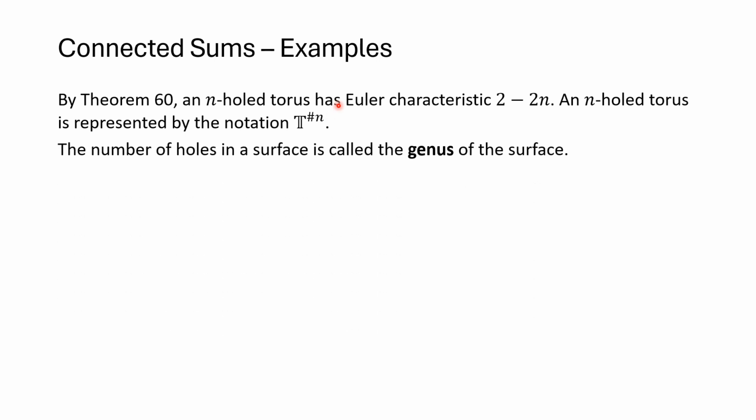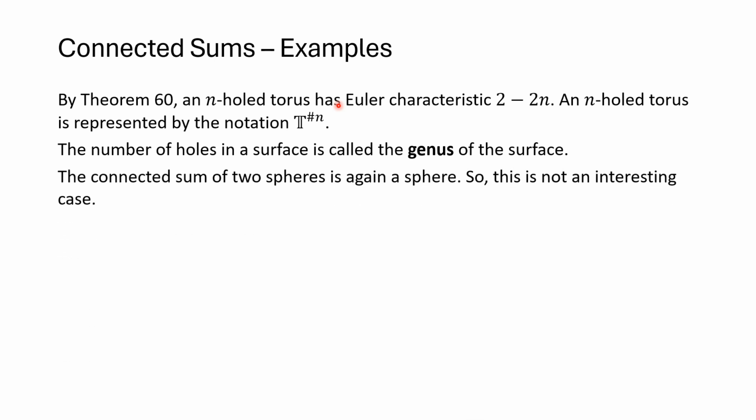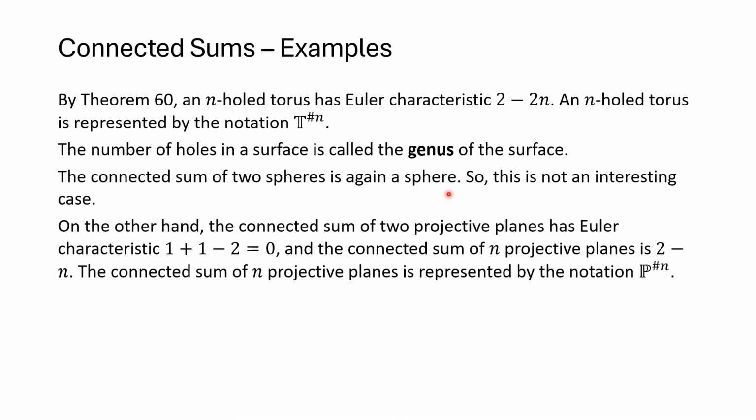The number of holes in a closed surface is called the genus. I should have said closed surface here. The connected sum of two spheres is again a sphere. You can just think of two spheres, cut a hole or a disc in both of them, join them together, and then you can just expand the hole out and smooth things out to get one sphere.